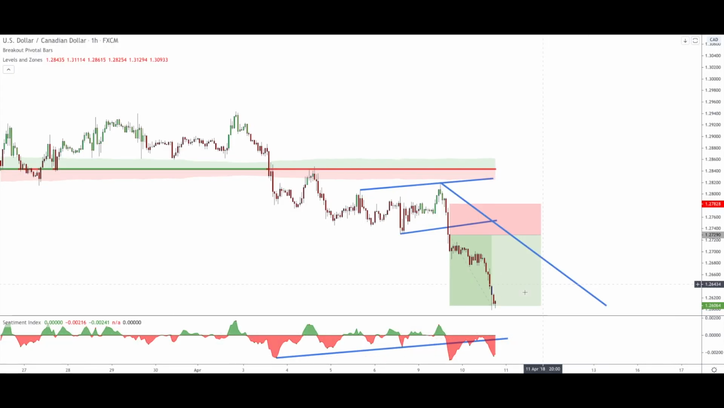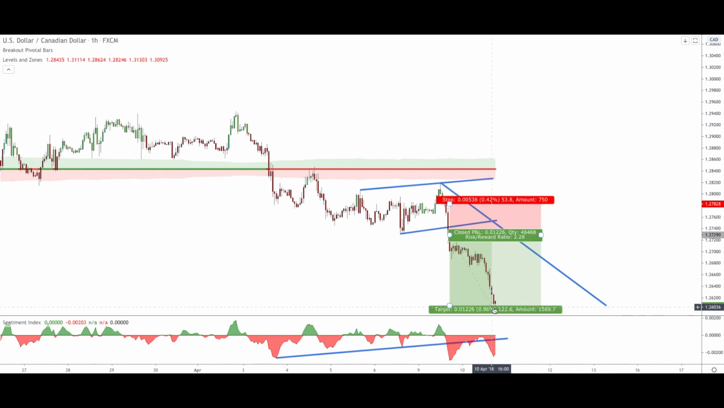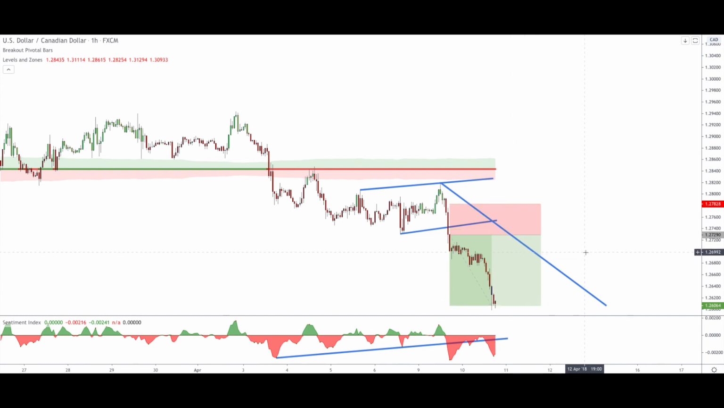So it took just one more candle before reaching the target, actually just one more candle after my previous update. So we took the target here. We closed the trade with an almost 3x return, which is great. It means that we can lose the next 2-point-something trades and we can still be profitable.